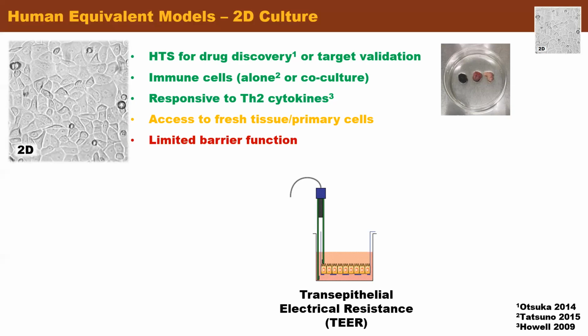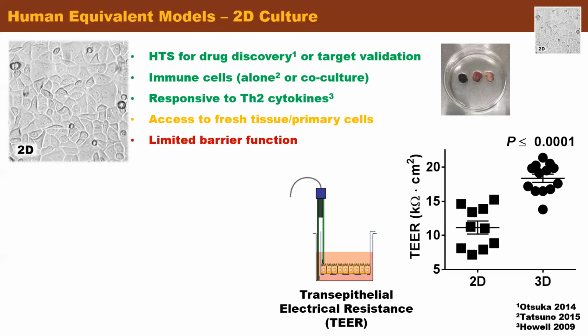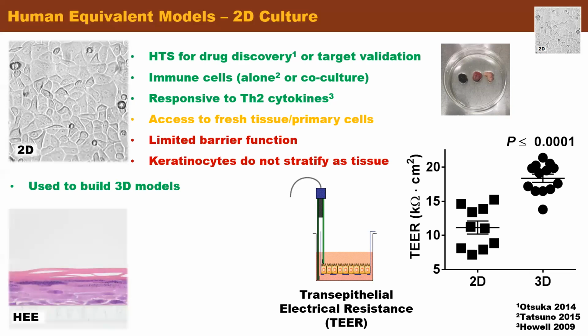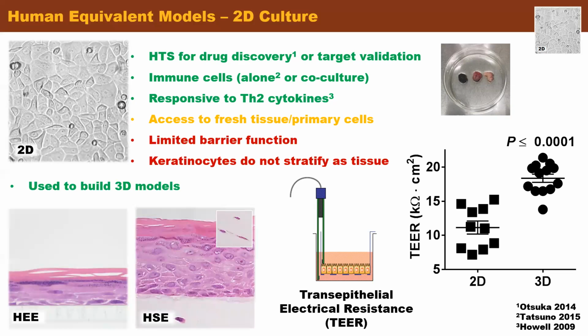While the barrier function can be measured in 2D, 3D systems have significantly higher resistance. This is largely due to the fact that submerged cells do not stratify as a tissue and do not express or organize barrier proteins as in 3D cultures. But we must remember that primary skin cells are propagated in 2D for downstream 3D applications, such as 3D human epidermal equivalents and skin equivalents, which I will talk more about now.